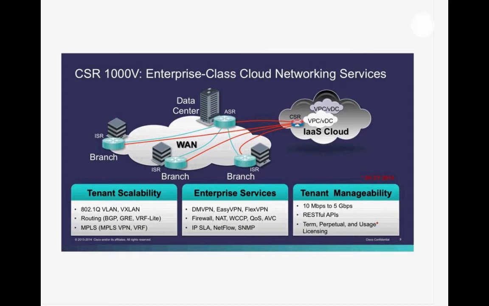And along with that, since you're bringing an IOS-based product into the cloud, generally you're going to get a lot more features and functionality in the CSR than you would from what the cloud provider itself would be giving you. So for example, different VPN types. Maybe the cloud only gives you IPsec VPN, but you want to use DMVPN or FlexVPN or any of the other different types of VPN that are available in IOS. The CSR gives you that flexibility. And that sort of story pretty much holds true across the board in all different range of networking features.